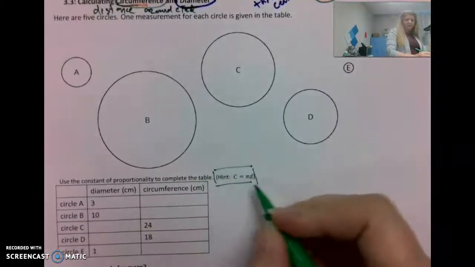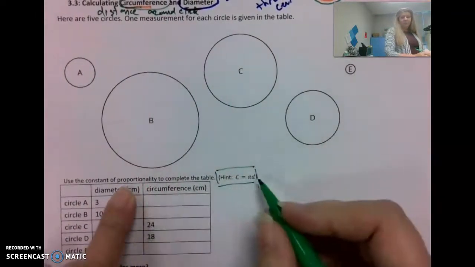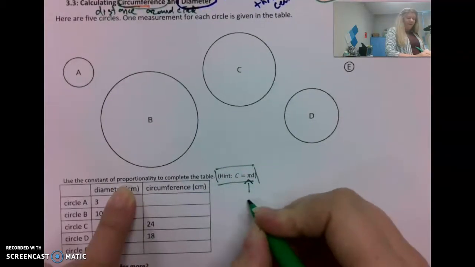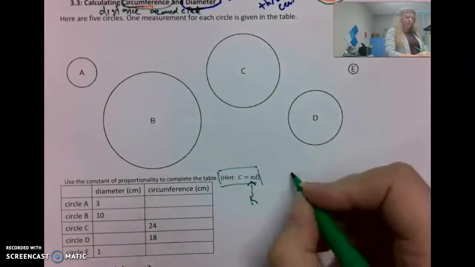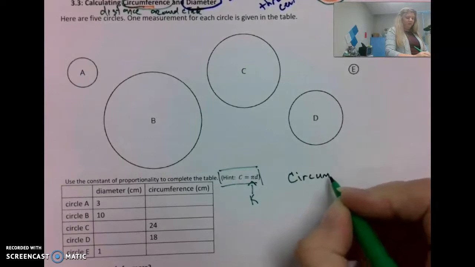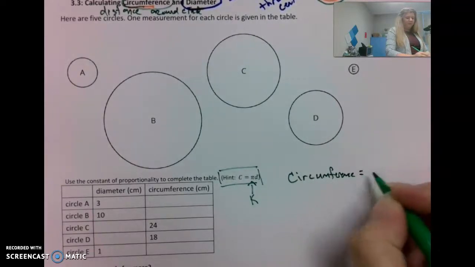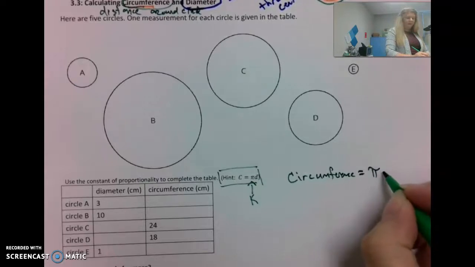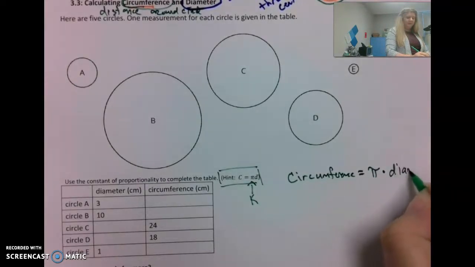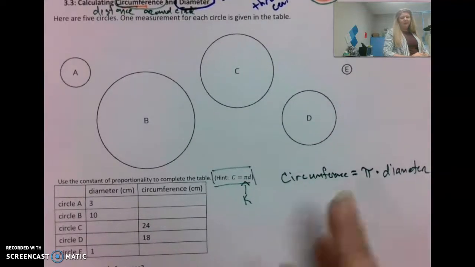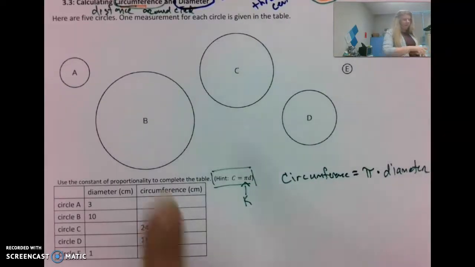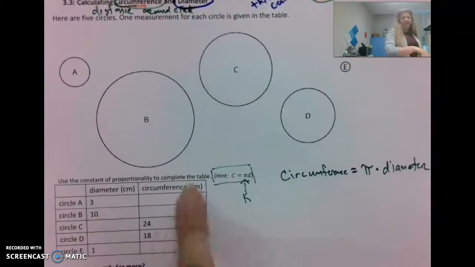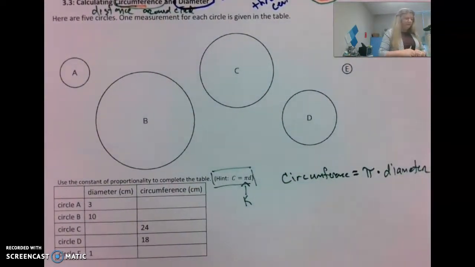And they've actually given us that formula here. Notice that it is a proportional relationship, and the constant of proportionality is pi. So, we'll just write this out in words as well. Circumference equals, and this is the formula, pi times the diameter. So, if I have either the circumference or the diameter of a circle, then I can calculate and find the other piece. And that's exactly what I'm going to do. I have 5 circles here and some measurements I've been given so that I can complete this table.